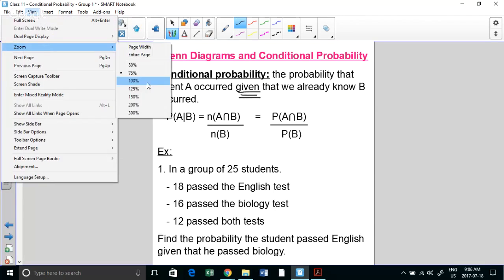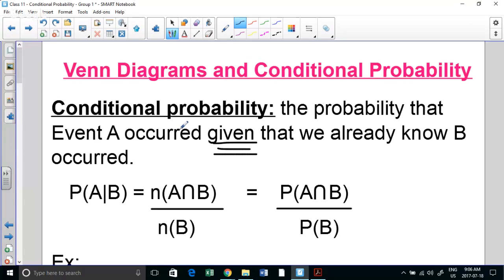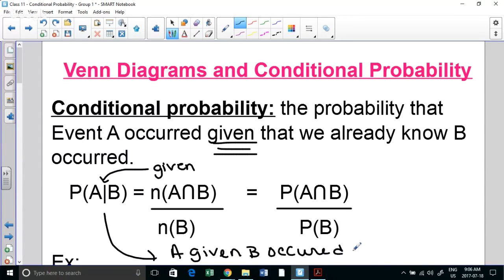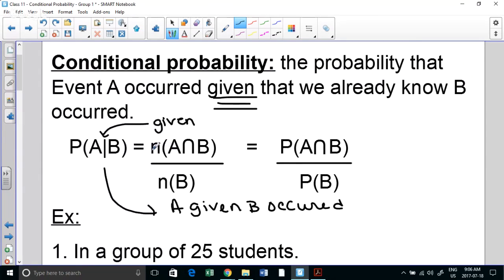So here, this line symbol means given. What this means is A given B occurred. There are 2 different ways of calculating this. Either you take the number in the intersection and the number in B total, or you take the probability of the intersection and the probability of B total, and you divide them, and that is your conditional probability.